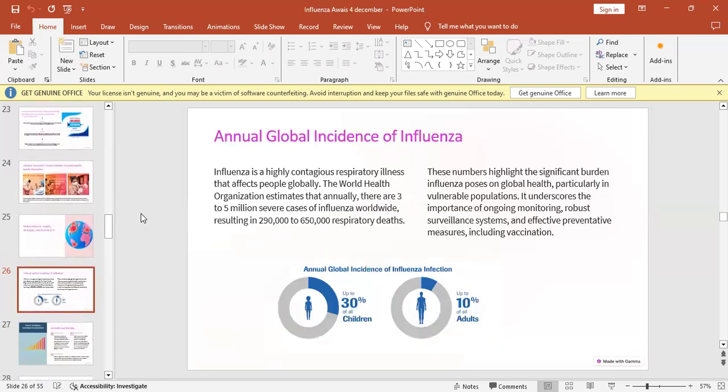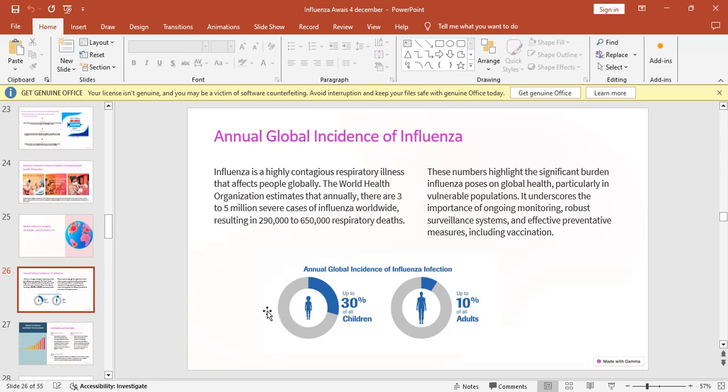Annual global incidence of influenza. Influenza is a highly contagious respiratory illness that affects people globally. The World Health Organization estimates that annually there are 3 to 5 million severe cases of influenza worldwide, resulting in 290,000 to 650,000 respiratory deaths. The numbers highlight the significant burden influenza poses on global health, particularly in vulnerable populations. It underscores the importance of ongoing monitoring, robust surveillance systems, and effective preventive measures, including vaccination.